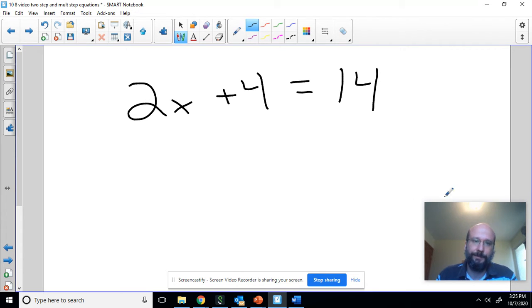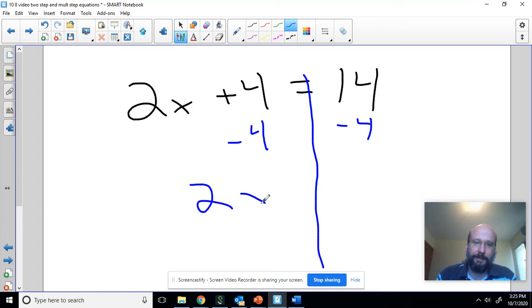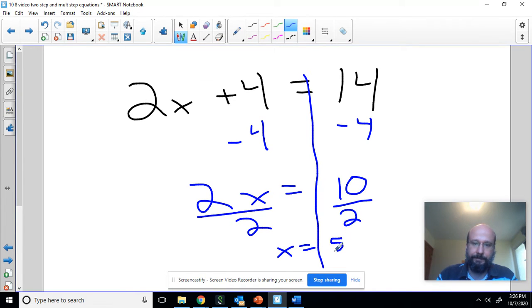Here's the first one. 2x plus 4 equals 14. Remember that the first step here is you're going to move this over to plus 4, so you would subtract 4. That would give you 2x equals 10. And then divide by 2, x equals 5. Right? You move this over and then divide.